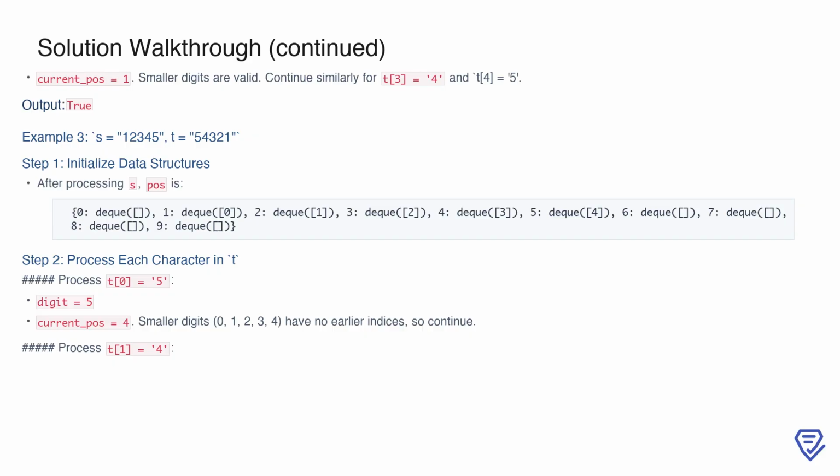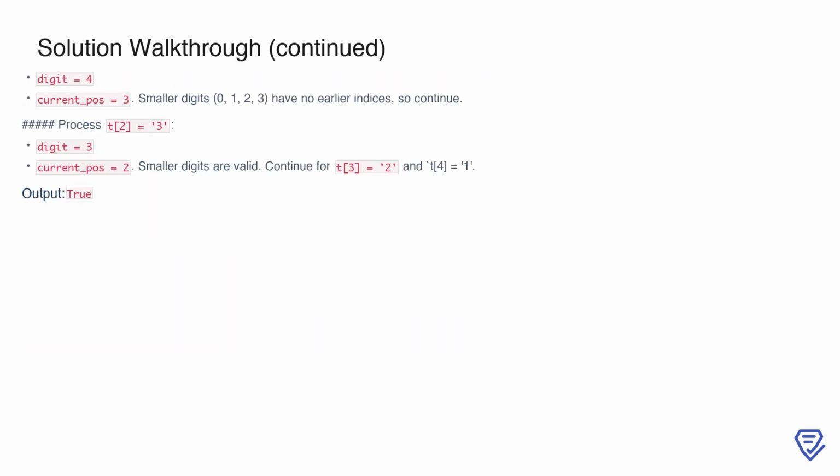Now, we move to the next example, where the strings demonstrate a different scenario. For the example where S equals 1 2 3 4 5 and T equals 5 4 3 2 1, we start by initializing the POS dictionary once again. After processing S, each digit maps to a deque containing its index. For instance, 5 is at index 4, 4 is at index 3, and so on. We then begin processing T. The first character, T[0] equals 5, has a current_POS of 4 after popping from POS[5].